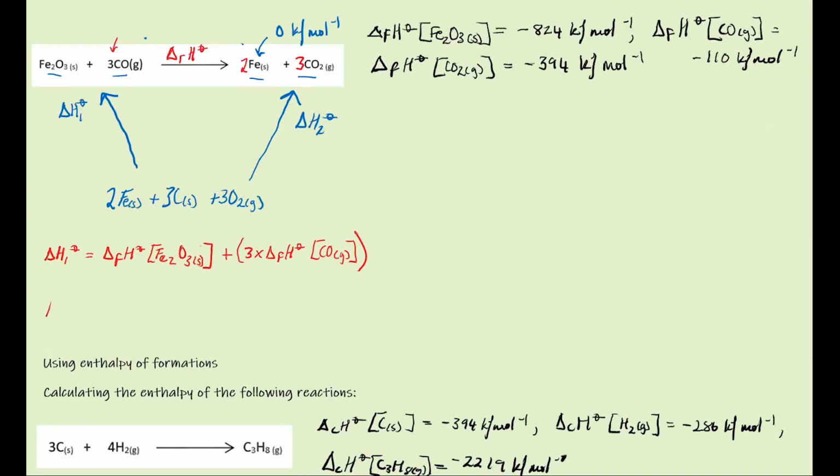My delta H2, on the other hand, now we know iron is 0, so I'm going to completely ignore that. We don't need to put that in. And it's 2 lots of the 1 mole iron, so 2 times 0 will be 0, so it has no effect, obviously. 3 times the enthalpy of formation of carbon dioxide gas. So now we know that, let's get on and work out the enthalpy of reaction for this equation.